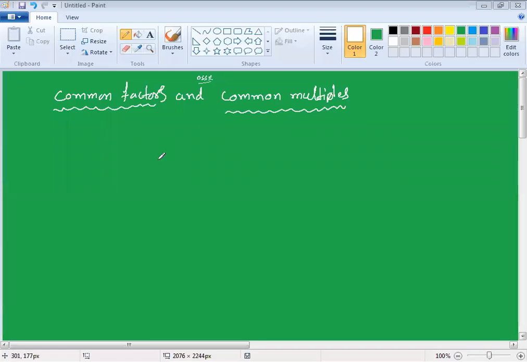Yeah, common factors and common multiples. What about common factors and common multiples? For example, I'm taking one number. What are the factors of 4 and 18? The factors means the numbers by which we can divide the number, they are called factors.